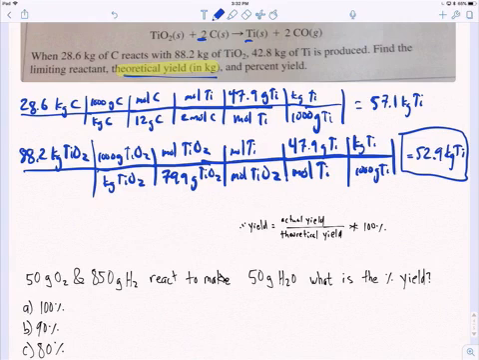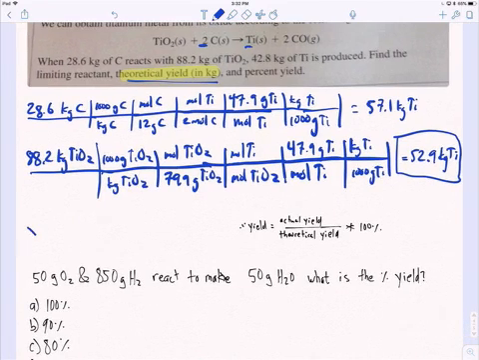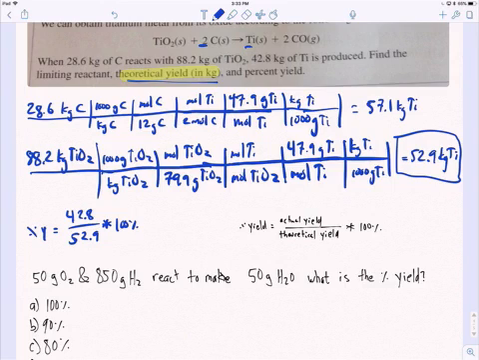Okay, let's go back to the problem. So percent yield is going to be our actual yield, 42.8 all over 52.9 times 100%, as denoted by that formula. And so 42.8 divided by 52.9 is equal to 80.9%.